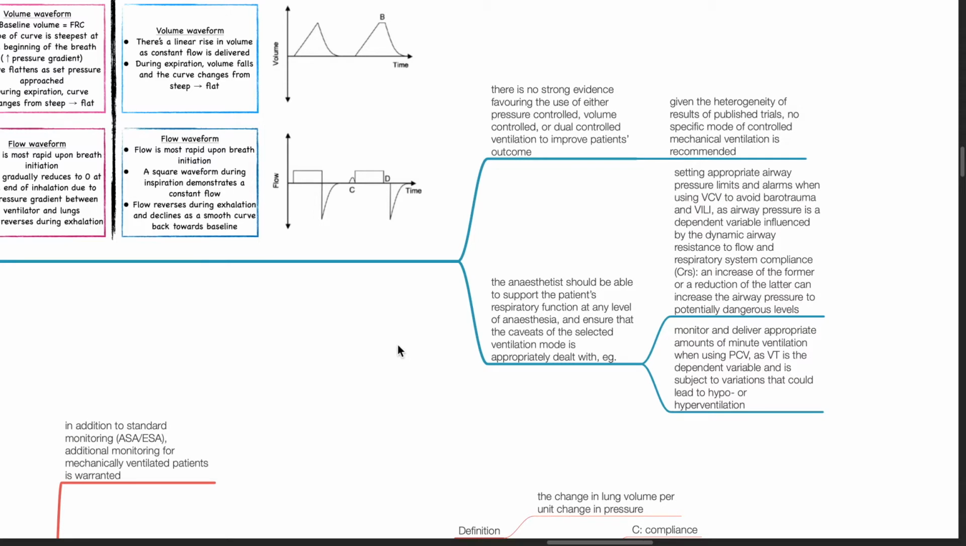Monitor and deliver appropriate amounts of minute ventilation when using pressure control ventilation, as the tidal volume is the dependent variable and is subject to variations that could lead to hypo or hyperventilation.